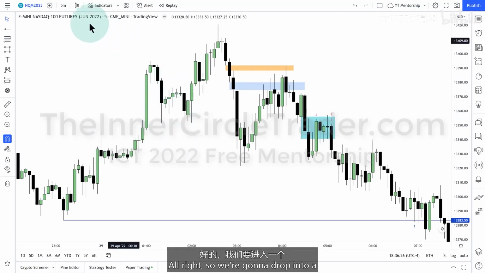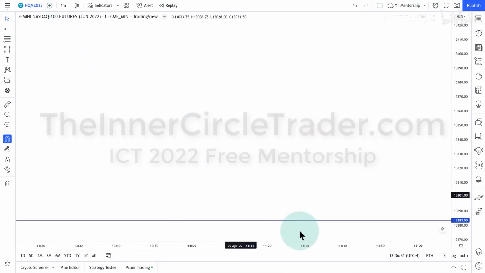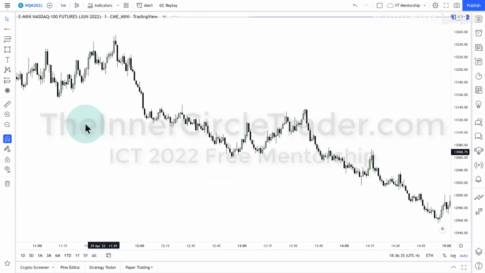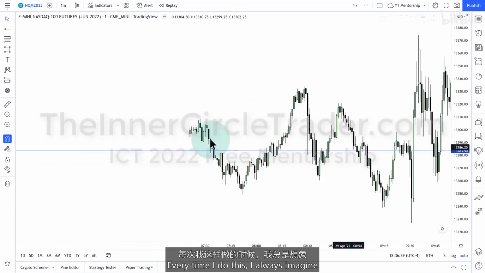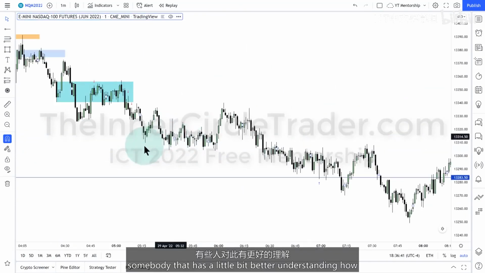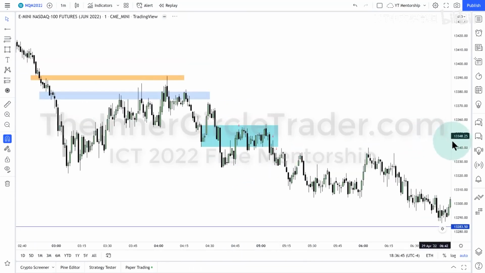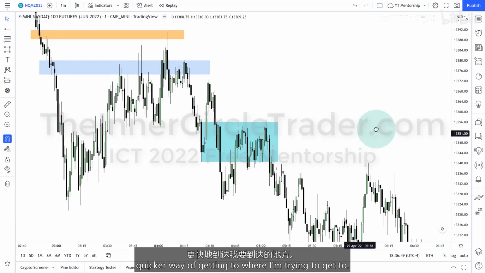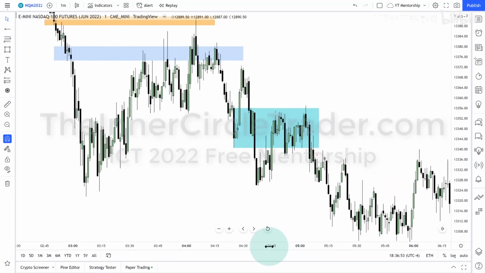All right, so we're going to drop into a 1 minute chart. Every time I do this, I always imagine somebody that has a little bit better understanding how to work with the TradingView platform. They probably have a whole lot easier, quicker way of getting to where I'm trying to get to. Sorry.